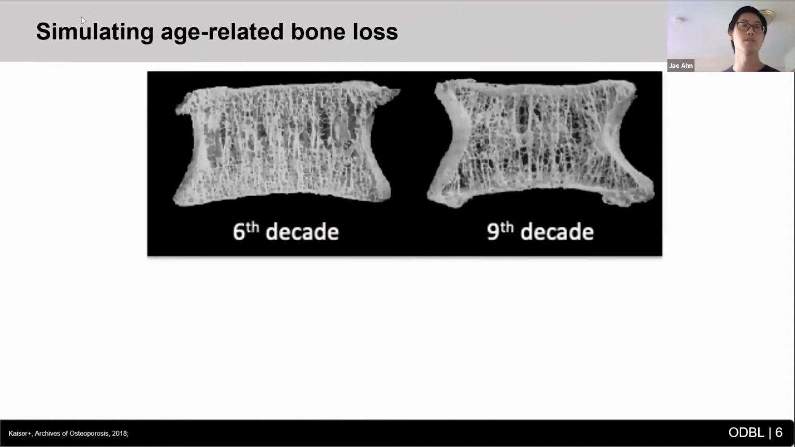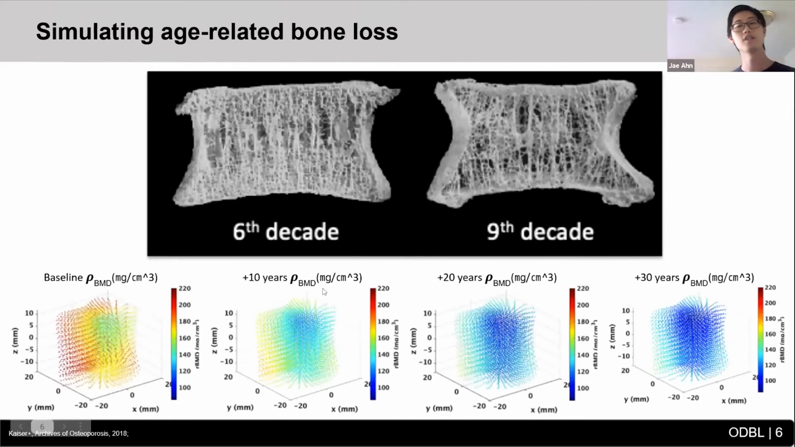On to actually simulating the age-related bone loss. To simulate aging of the bone, I'm removing bone tissue. You can see how, when you compare a 6th decade to a 9th decade bone, there's much less bone tissue and bone mineral density in the 9th decade bone compared to the 6th decade one. And these figures overall support that conclusion.